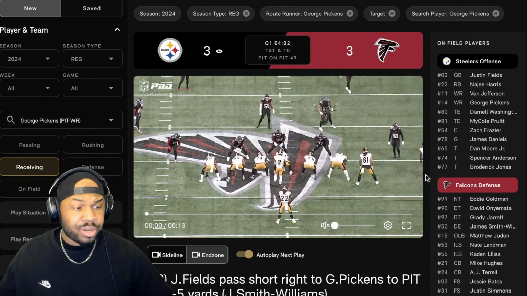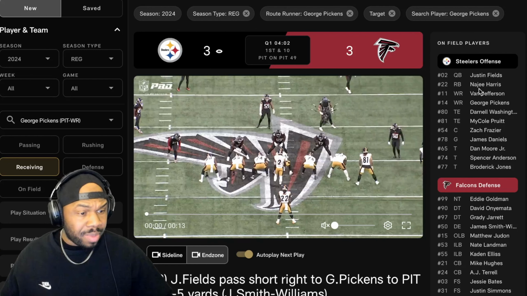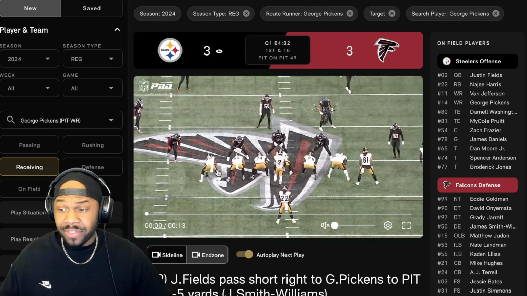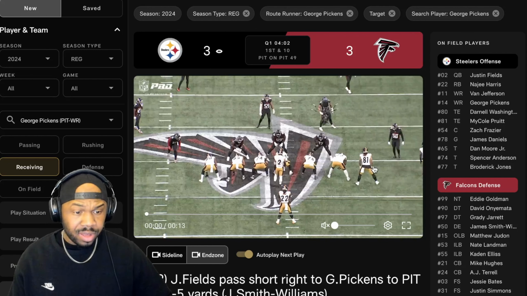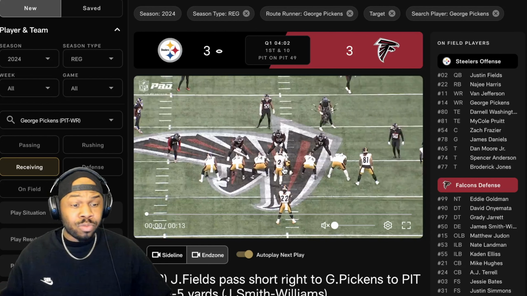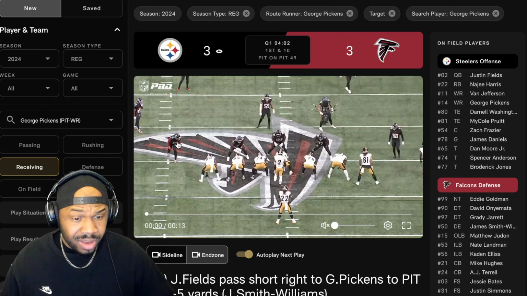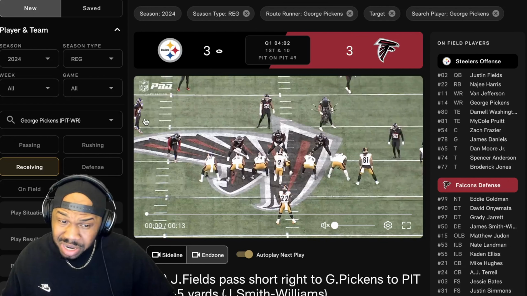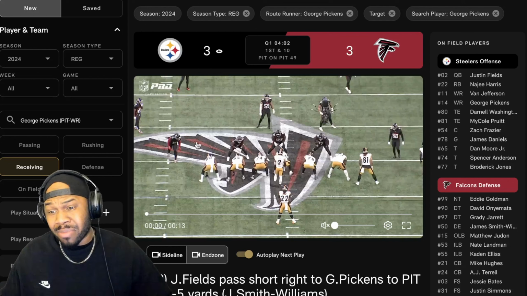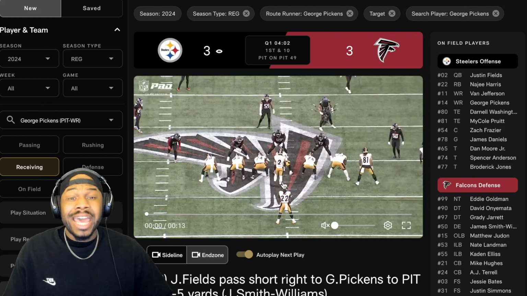Okay, let's look at the personnel. It's 12 personnel, 1 back, 2 tight ends. So there's 7 guys on the line of scrimmage. 1, 2, 3, 4, 5, 6, 7. 1 running back, and you have Justin Fields, who's a mobile quarterback. Let's look at the defense. 1, 2, 3, 4, 5, 6, 7. I'm not going to count the box. We got 7 in the box versus 9.